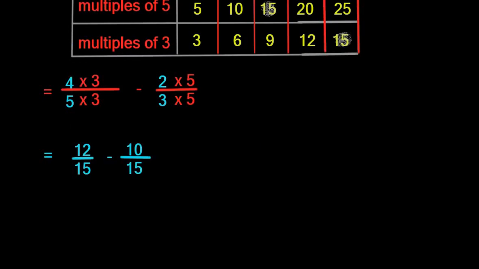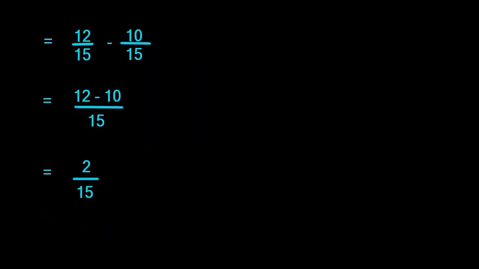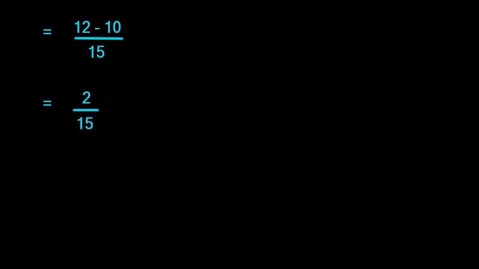10 by 15. Now we will do normal subtraction as we do for like fractions. So it's going to be 12 minus 10, the whole divided by 15. On subtracting, we get 2 by 15. Remember, while adding or subtracting unlike fractions, first we need to find the LCM of the denominators and make it into a common denominator, and then follow the procedure of operations for like fractions.